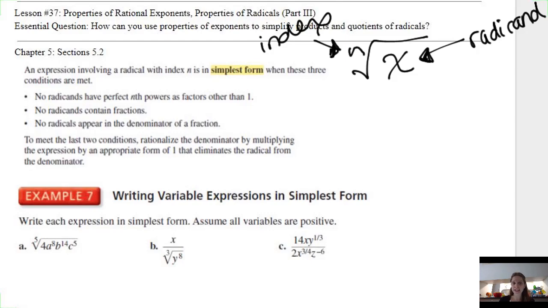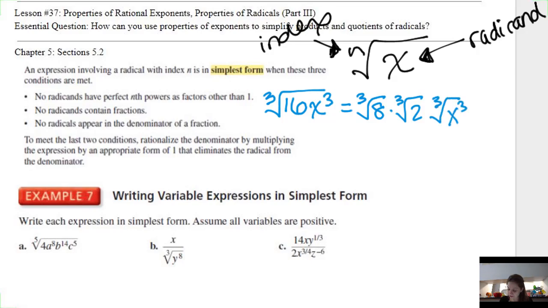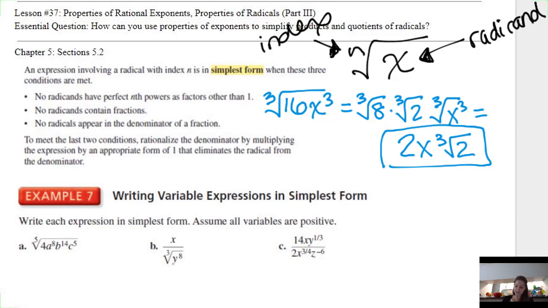Number one, no radicands have perfect nth powers as factors other than 1. So if we have, let's see, the third root of 16x to the third, say, we want to pull out any perfect cubes, because it's the third root of this expression, to simplify it. So I know 16 can be rewritten as the third root of 8 times the third root of 2. And x to the third, actually I can take the cube root or the third root of x to the third, and that is just x. So I could simply write this expression as 2x, the cube root of 2. So that's an example of meeting the first condition.